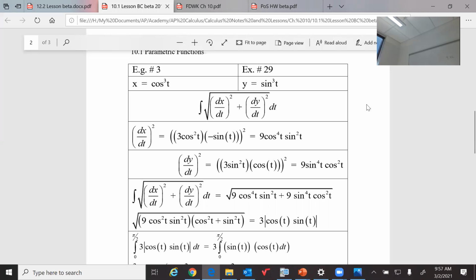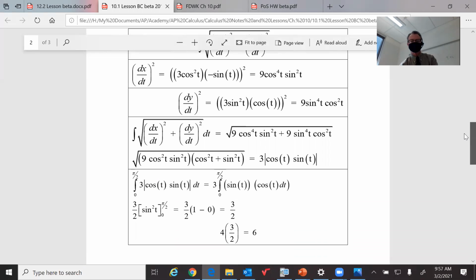Except now you have to look for something. You look for the greatest common factor. The greatest common factor on both sides of this addition sign is 9 cosine squared sine squared. Take that out. What does that leave you with? Cosine squared plus sine squared, which is the identity. That's 1. So you just have the square root of this, which would be 3 times the absolute value of cosine t sine t, from 0 to pi over 2. Took the 3 out. Ready?